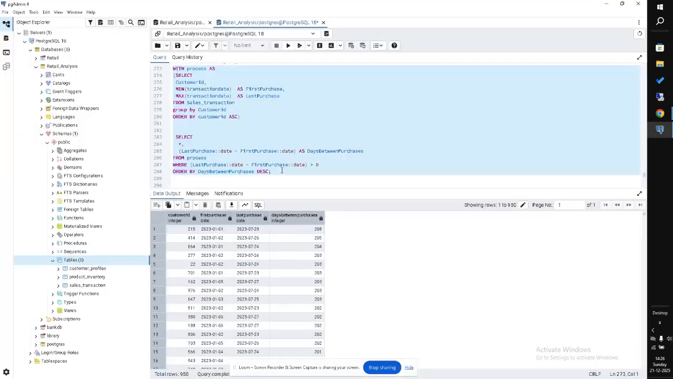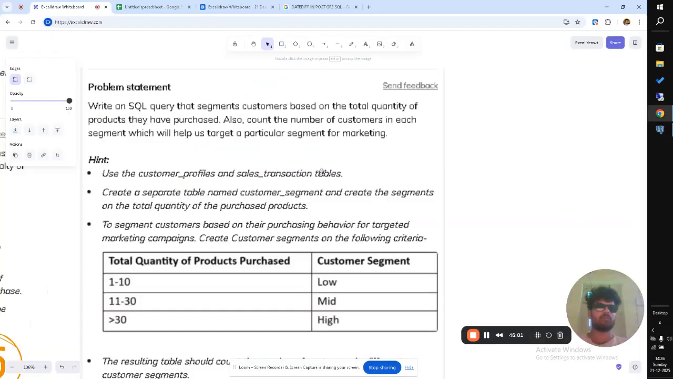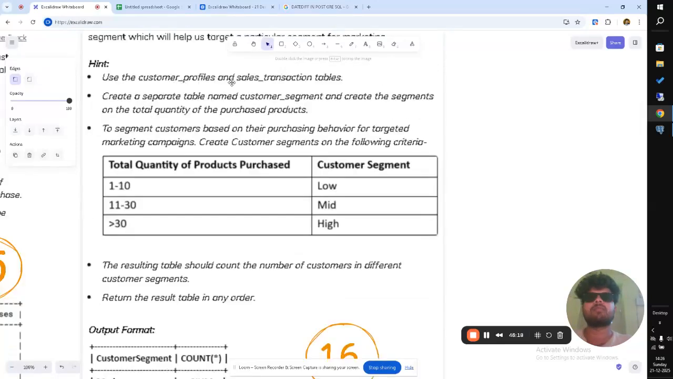Segment customers. So problem number 16, that is the last question. Segment business problem, this is the last business problem. Segment customers on the basis of the total quantity they have purchased, and also count the number of customers in each segment. Okay, customer profiles and sales.